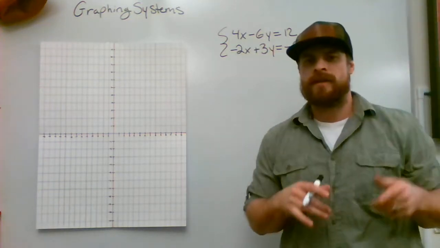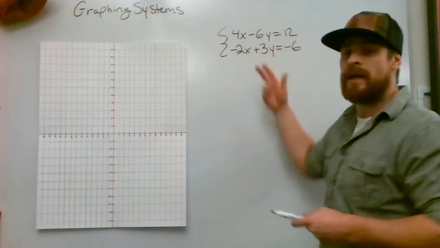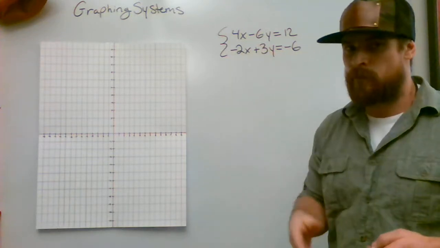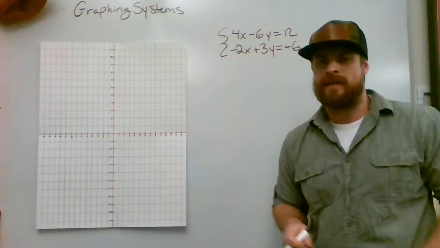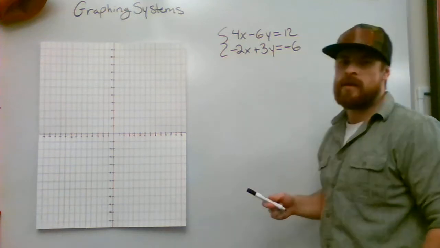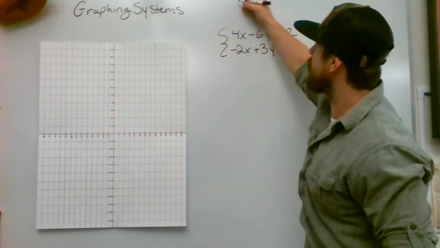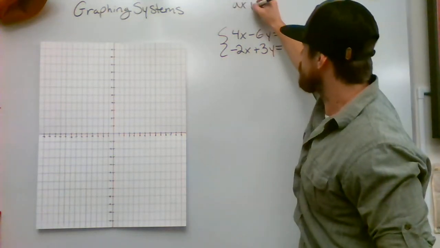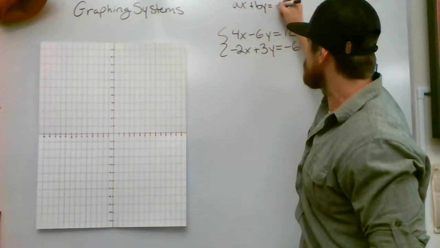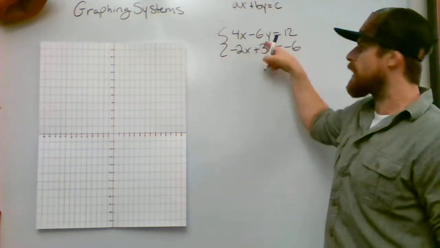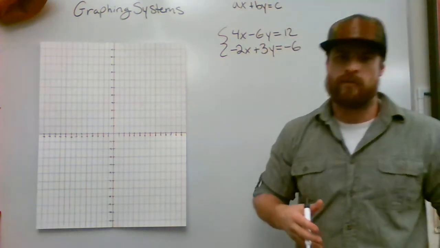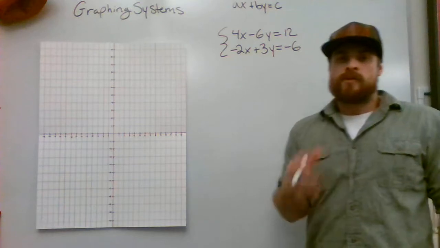Now in the previous video, what you saw was me graphing two lines when they're written in slope-intercept form, y equals mx plus b. But if you look at these two equations, both of them are written in what we like to call ax plus by equals c form. The x and the y are both on the left side of the equal sign. Okay? Yes, we did that to you.